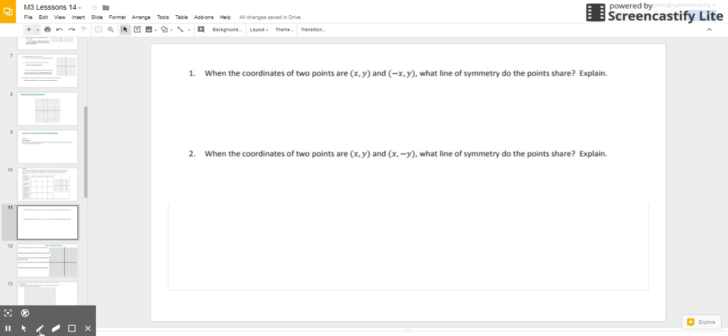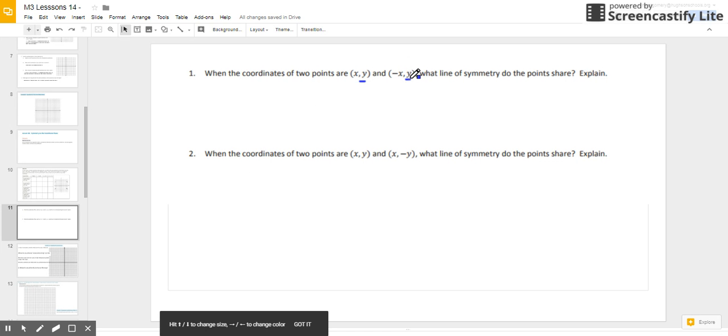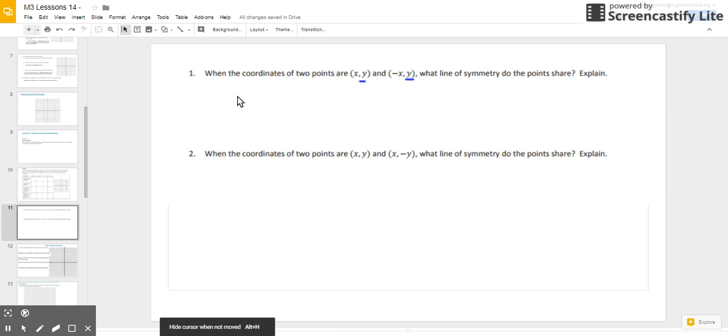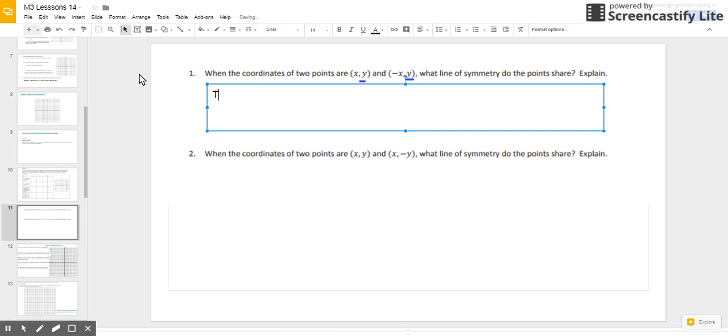Well, hopefully you noticed from what we did before, if the y's are the same, that's the line of symmetry they share. So they share the y-axis. Why? Because the y-coordinates are the same. Excuse me to fix that real quick. By the way, and the x coordinates are opposites.